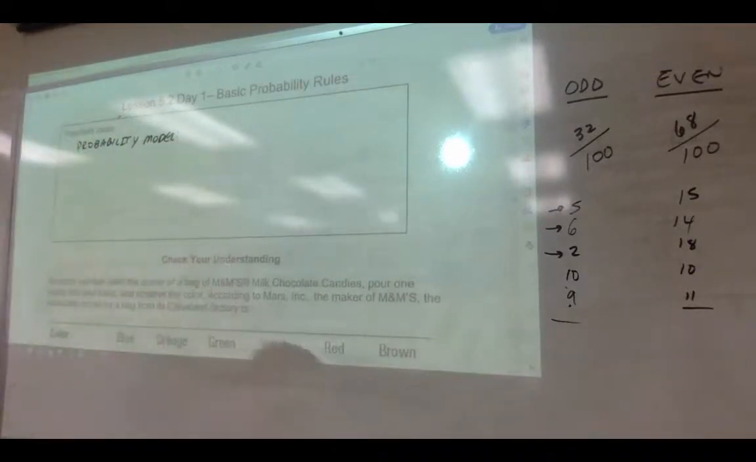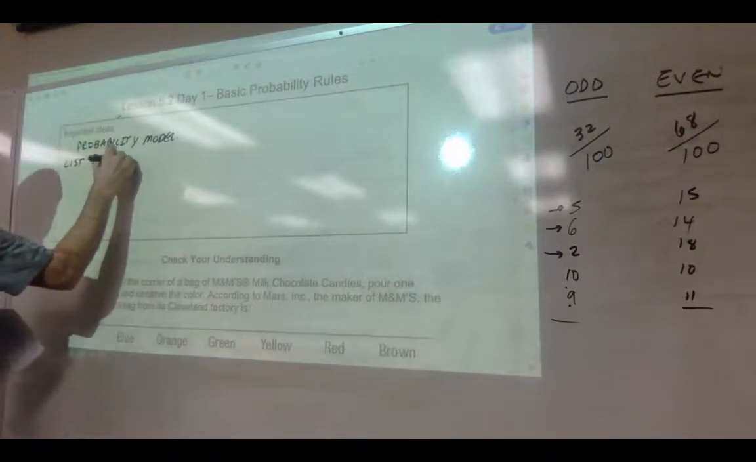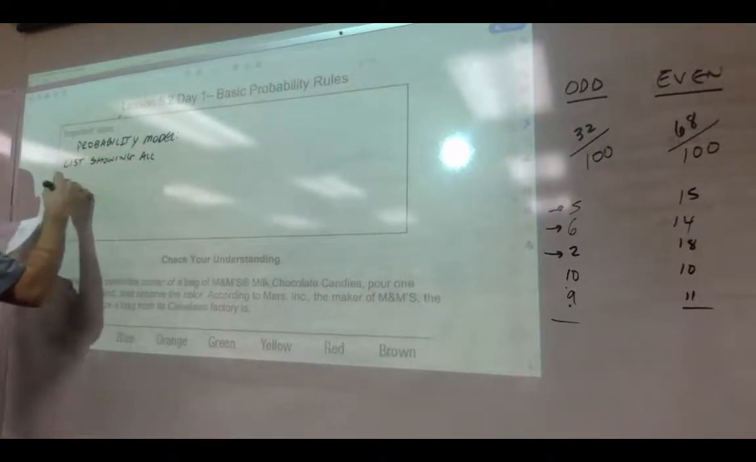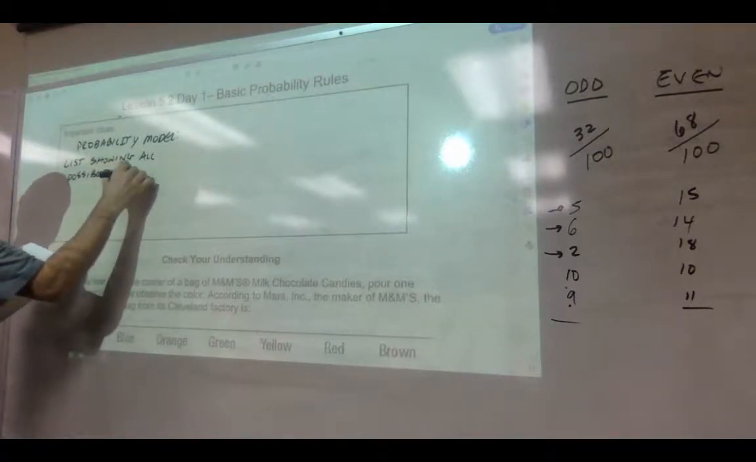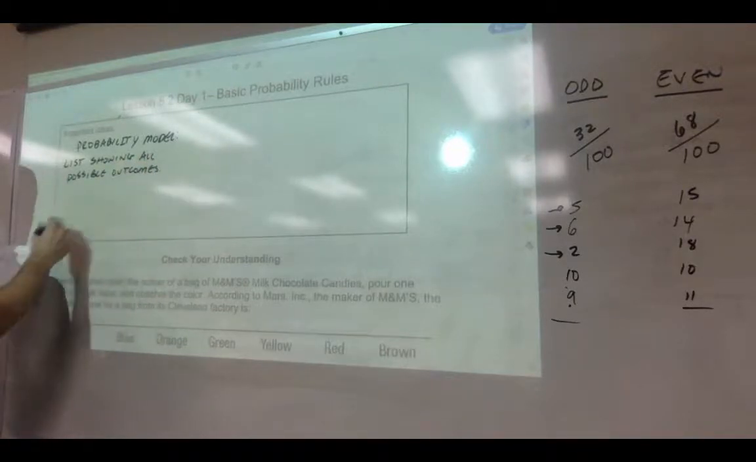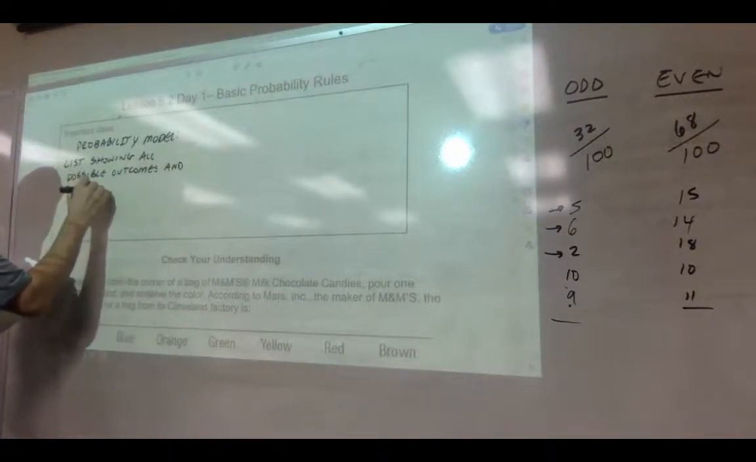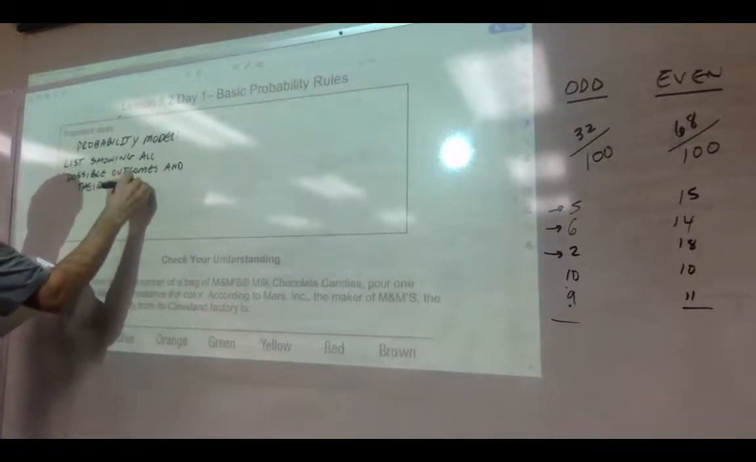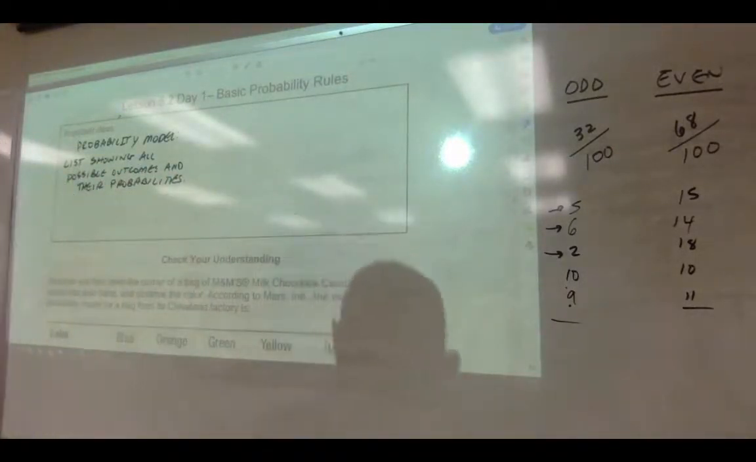Probability models. We actually did this last time, right? We were trying to find a way to model certain situations using dice or coins or cards. A probability model is a list showing all possible outcomes and their probabilities. Okay, so a probability model is a list of all possible outcomes and their probabilities.